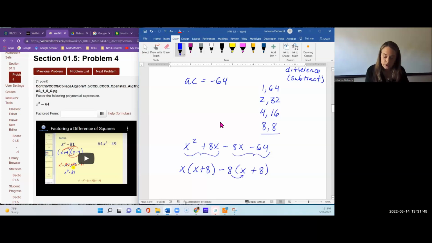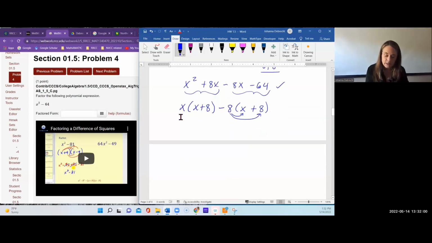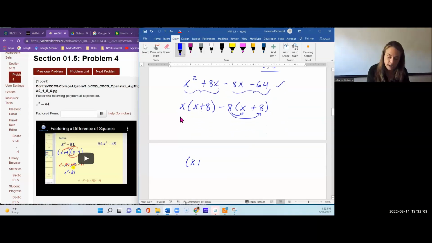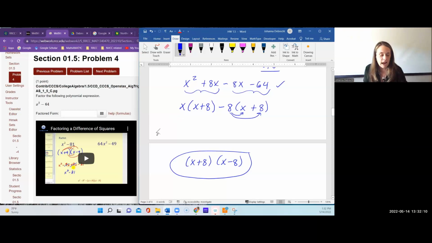If you're not sure, go ahead and redistribute in your head to make sure that it gives you back the original. We've gone from 4 terms here to 2 terms here. The x plus 8 in parentheses factors are identical, so now we can take out the x plus 8, and that leaves behind x minus 8, which is our factored form. I'm not going to put the answer in this time. I'm simply going to leave it, and we're going to go on to problem number 5. On your homework, of course, you need to put the answer in.